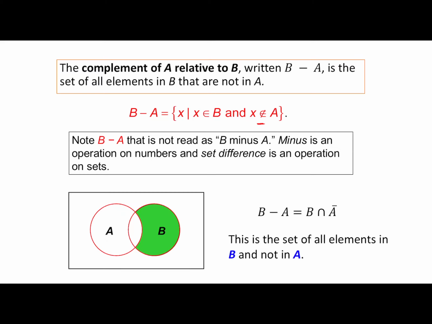So here's the Venn diagram, and you should notice that this shaded region is the complement of A relative to B, but we could also describe this set as B intersect with A complement. So that's where that complement of A relative to B comes from.